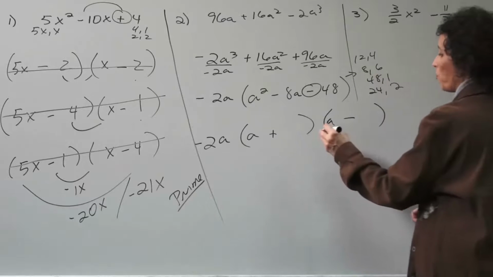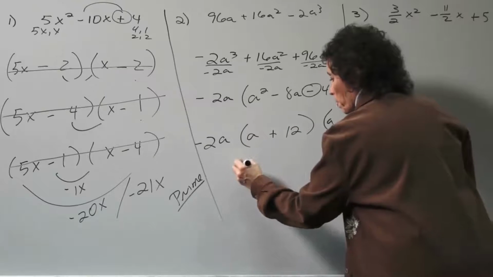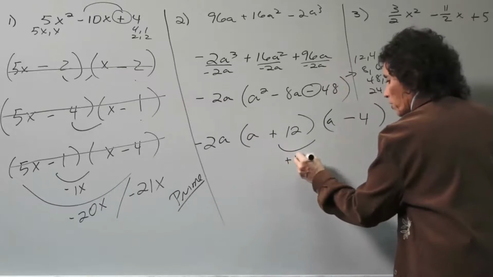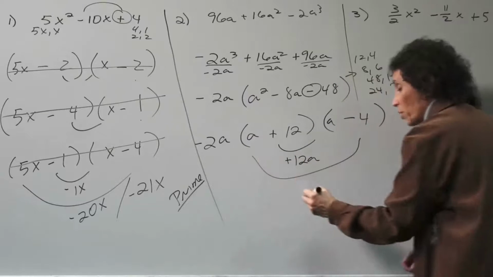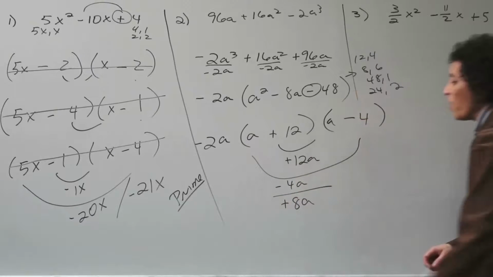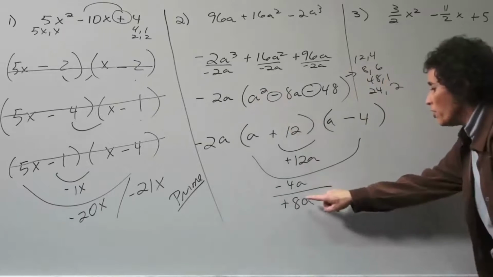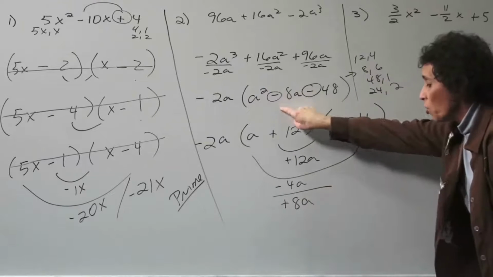I'm going to try 12 and 4. I'm going to try the 12 here and the 4 here. I'm going to check my middle term. This is positive 12a. I just happen to know the answer for this one. Negative 4a, which is a positive 8a. Is that right? No, because we want a negative 8a. The number's right, but the sign is wrong.